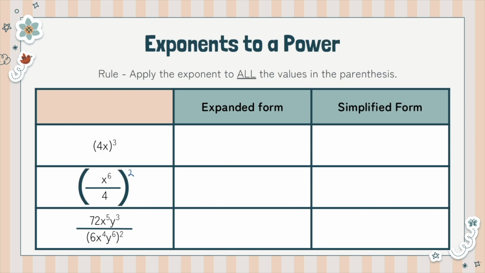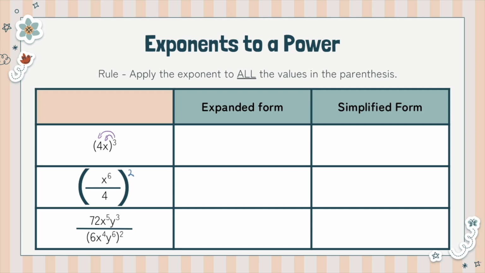Now our rule for exponents to a power is we're going to apply the exponent to all the values in the parentheses. So if we have values inside the parentheses, the exponent has to go to all of them. So our first one, we've got 4x to the third power. So that means that the third power has to go to both the 4 and the x. We have to do it to both.